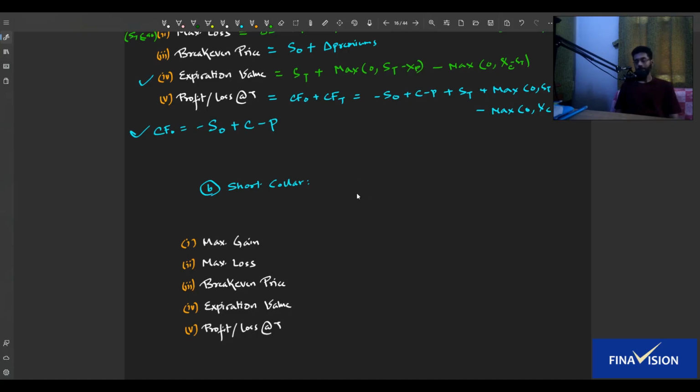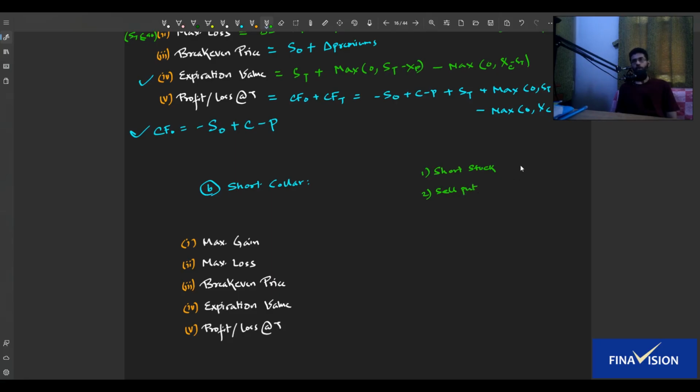Now the situation is just the reverse when we are entering a short collar. We are speculating that the stock is going to fall but not too much. So the positions are like this. Number 1, the position is short the stock. Number 2, we think it is going to go down but not too much, so we want to sell the put.